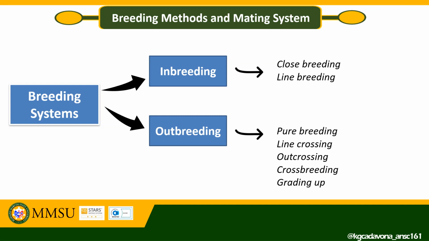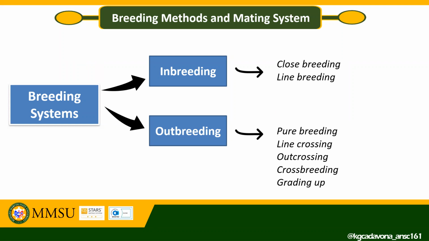So we are now down to the last topic for chapter 2, which is the breeding methods and mating system. So basically, we will not go deeper here since you have already finished your animal breeding as one of your major courses. So pahapyaw na lang ito. I'll just need to refresh your minds about these systems.